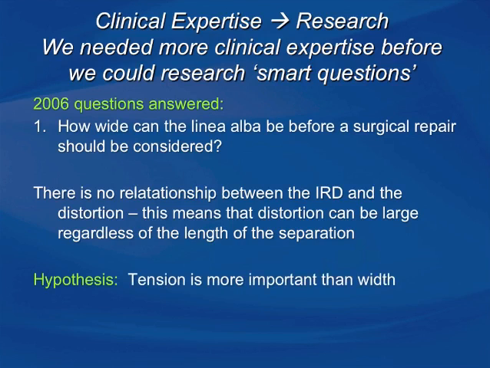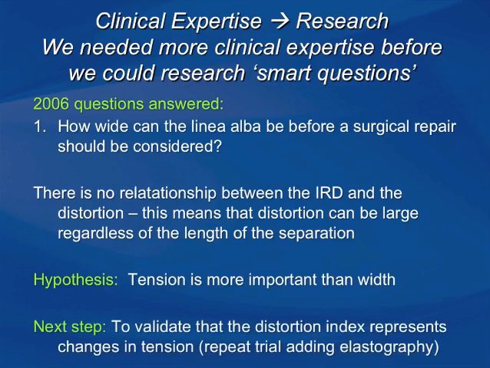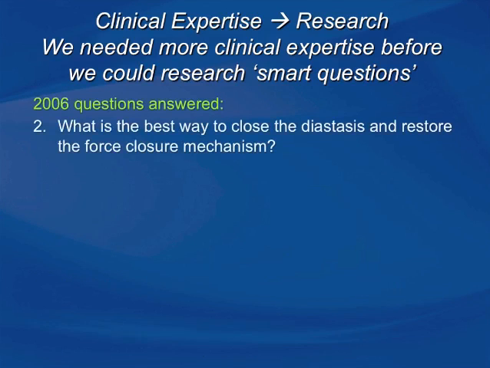So the hypothesis is that tension is more important than width, and the next step, of course, is to validate that hypothesis and to validate that the distortion index represents changes in tension. We'll be doing a trial later on this year. We'll repeat the trial with a few subjects, adding elastography to see whether or not the distortion index does represent changes in tension.